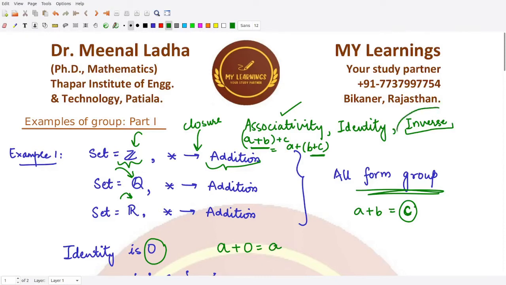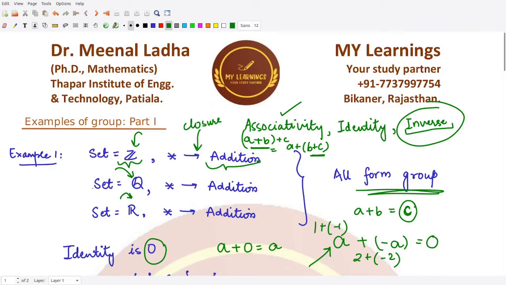And what is the inverse here for each element? Suppose you take an arbitrary element a. What will you add to this element in order to get the identity, which is 0? The answer is obviously minus a. If you add a to minus a, you will get 0. Here a is some arbitrary element. If you take 1, its inverse would be minus 1. If you take 2, its inverse would be minus 2, and so on. Therefore for every element which is a member of the integers, we have an inverse.